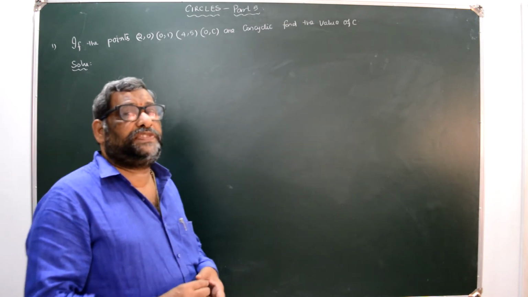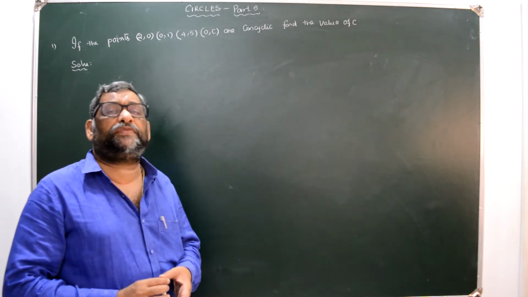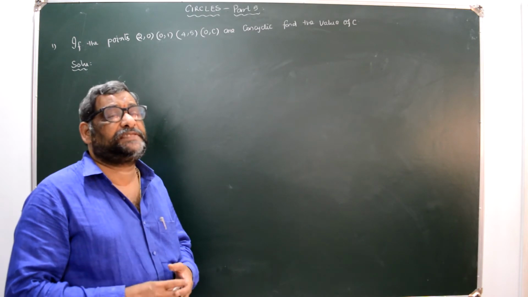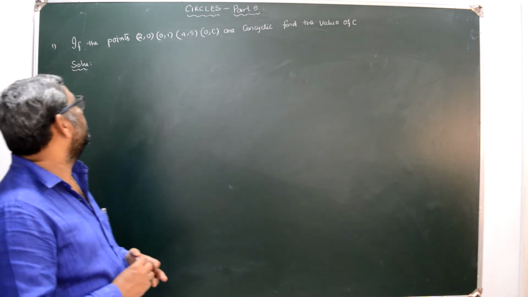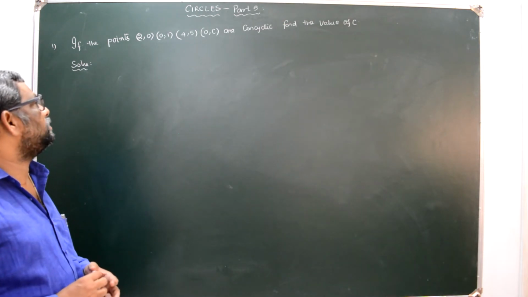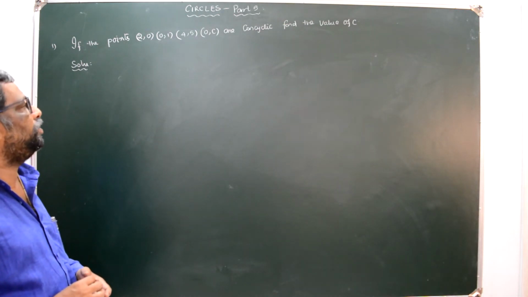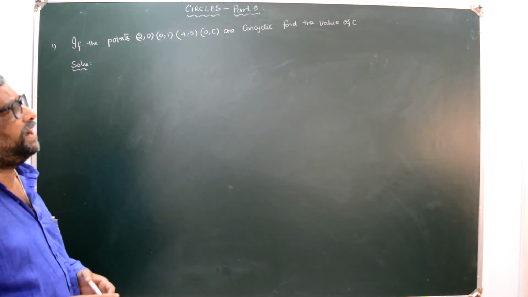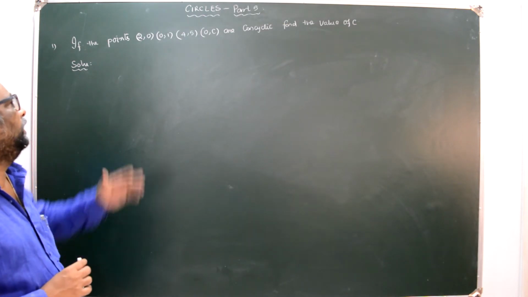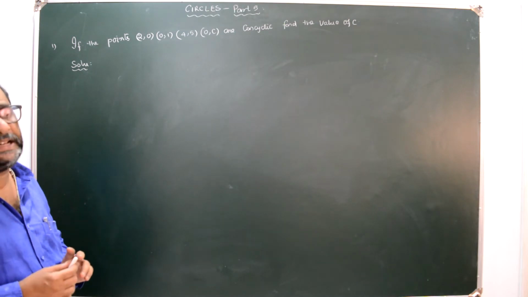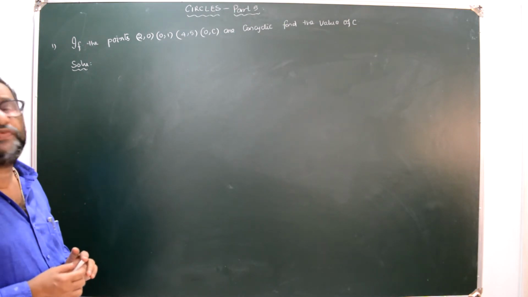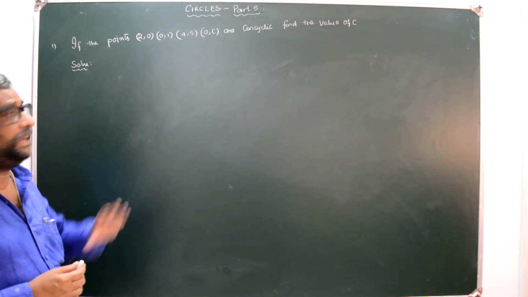Now in this video we'll discuss a few problems on circles. My first question is, if the points (2, 0), (0, 1), (4, 5) and (0, c) are concyclic, find the value of c. Here it is given that the 4 points are concyclic, that is, those 4 points will lie on the same circle.